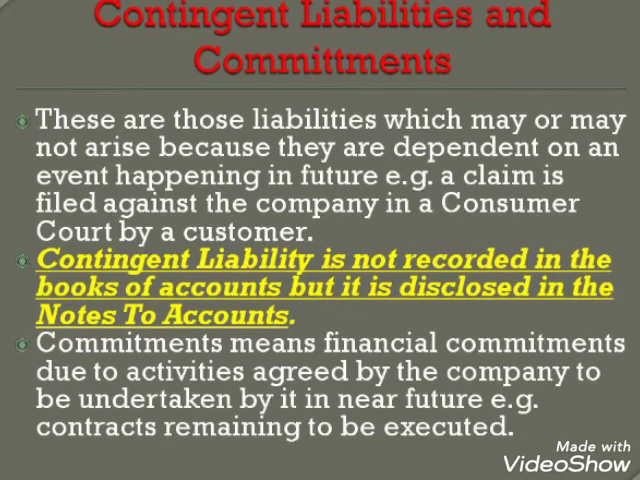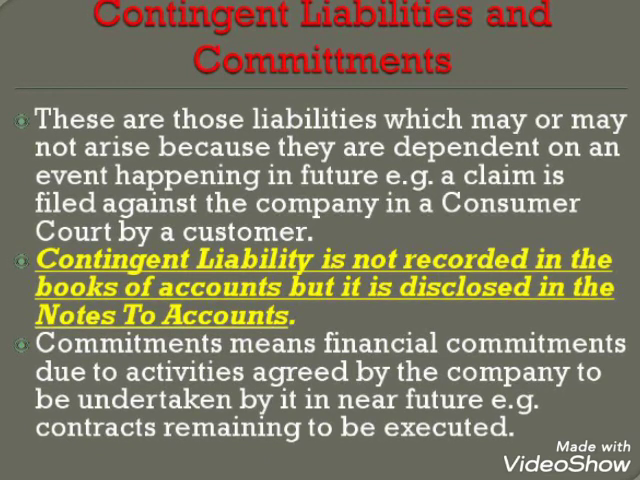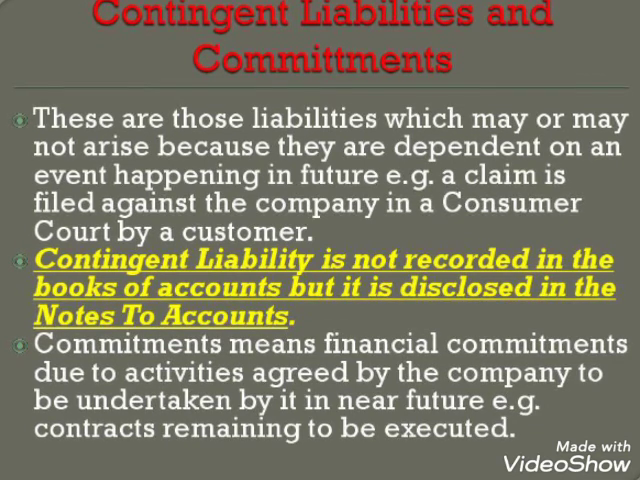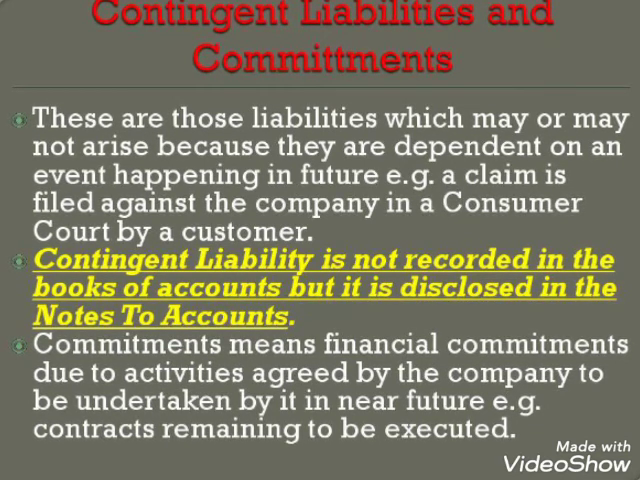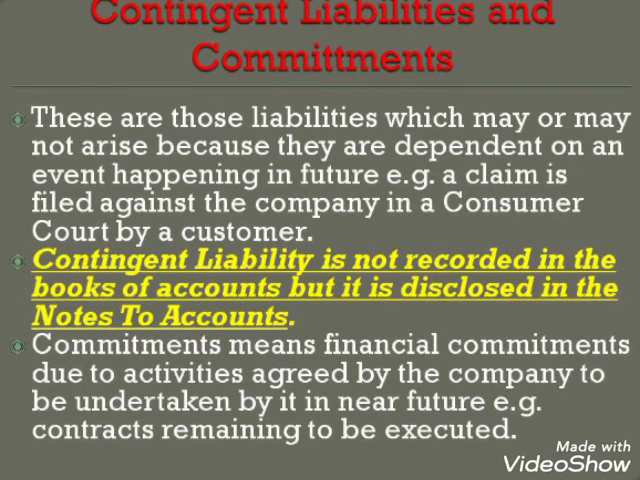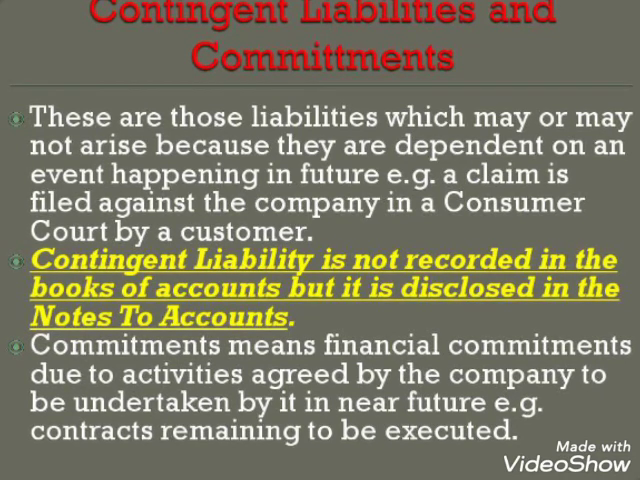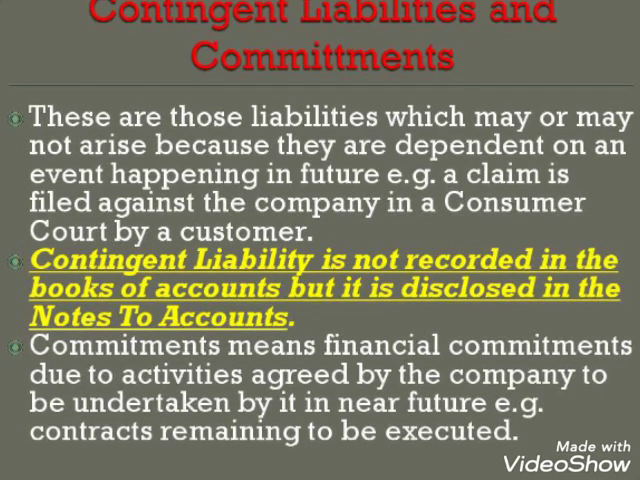Contingent liability is not recorded in the books of accounts, but it is disclosed in the notes to accounts. Commitments means financial commitments due to activities agreed by the company to be undertaken by it in near future. For example, contracts remaining to be executed.